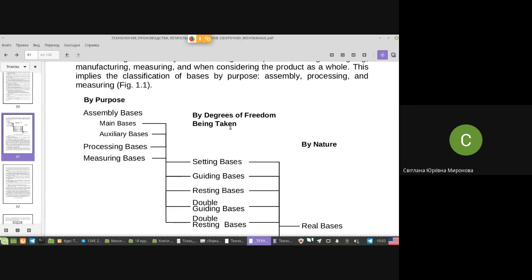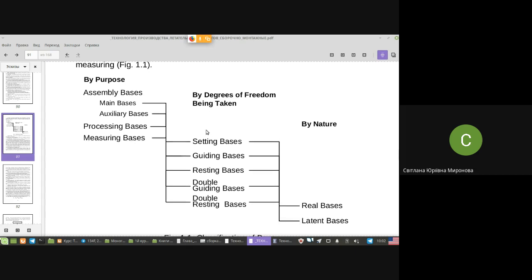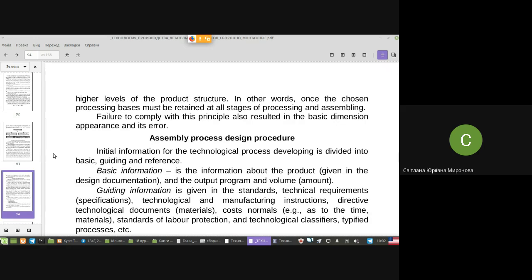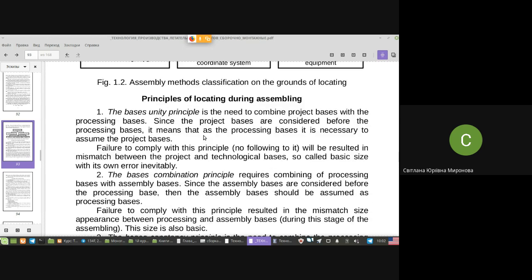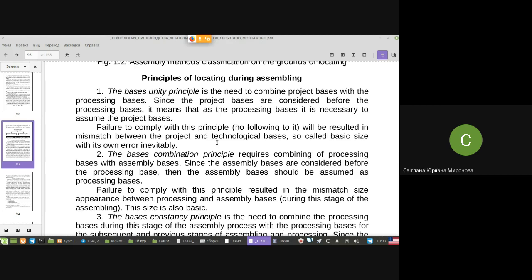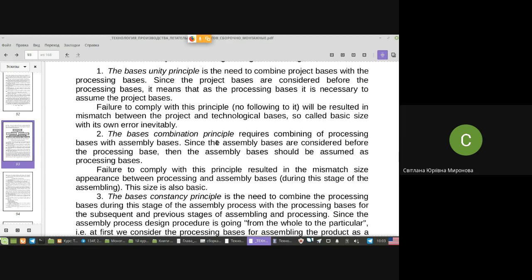And in this case, we are solving the problem of locating by breaking the rules. And that is the point to talk about: breaking the rules of locating, breaking the principles of locating. These principles are also described for you here on page 93, principles of locating. You see unity, combination, and constancy.